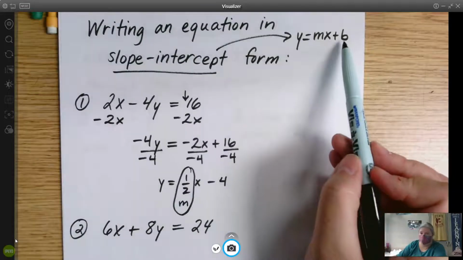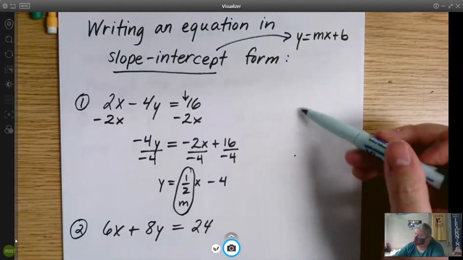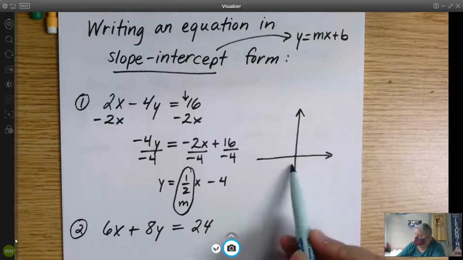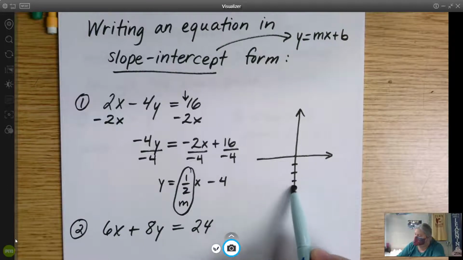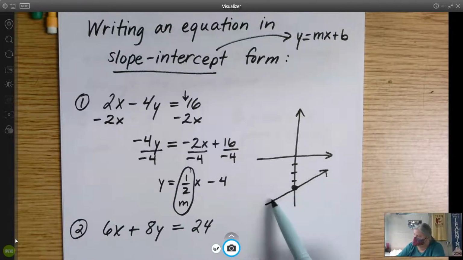This also tells me that the line has a y-intercept. Remember, that's what the b is here. This is a b, not a 6. A y-intercept of negative 4, meaning on the y-axis at (0, negative 4), that's where my line crosses it. And with a slope of 1/2, it might look a little bit like this, something like that.